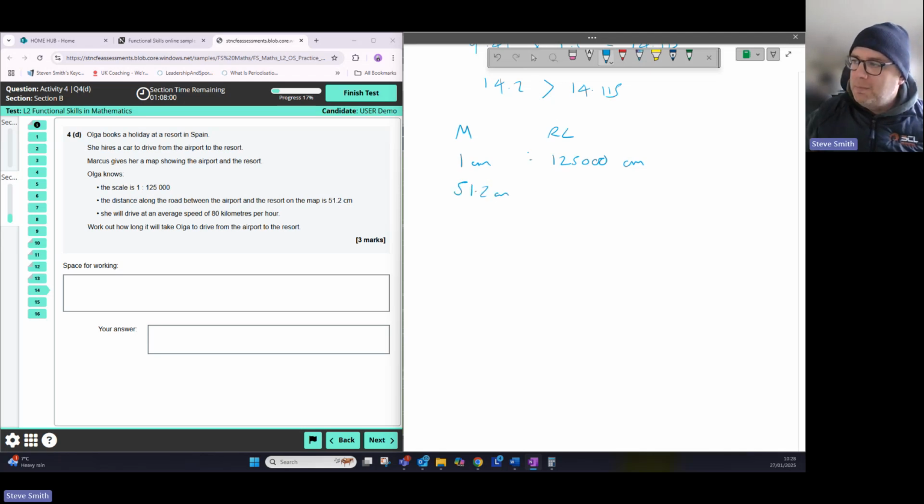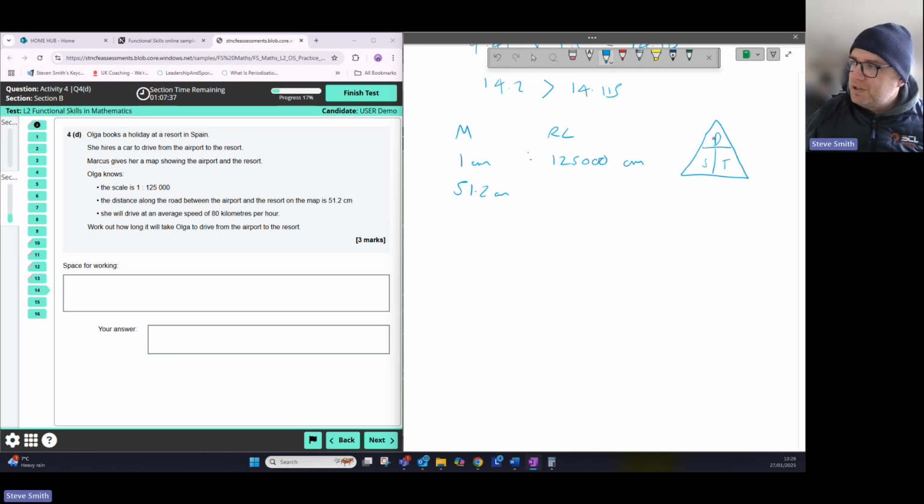51.2 centimeters is the map. She will drive at an average speed of 80 kilometers per hour. Work out how long it will take Olga to get to the airport. So there is a little bit to remember here: the triangle is always the same when it comes to any question to do with distance, speed, or time.